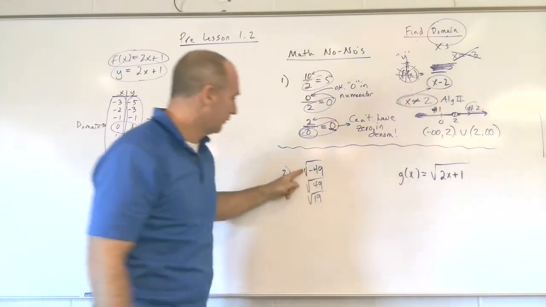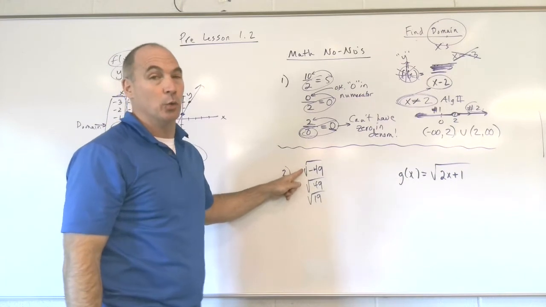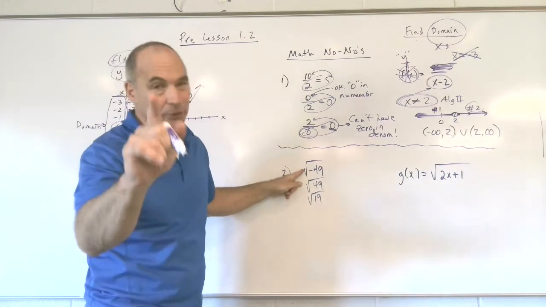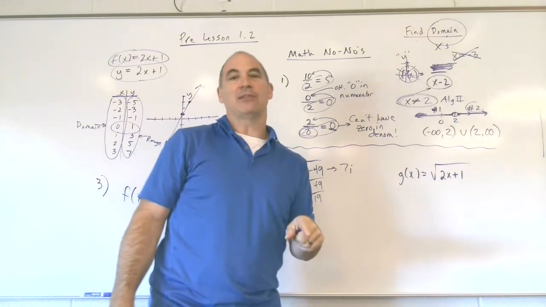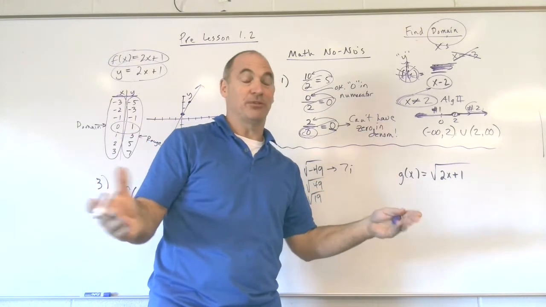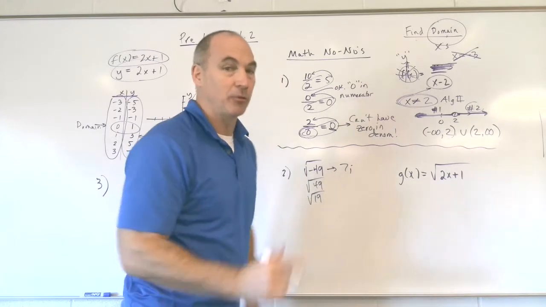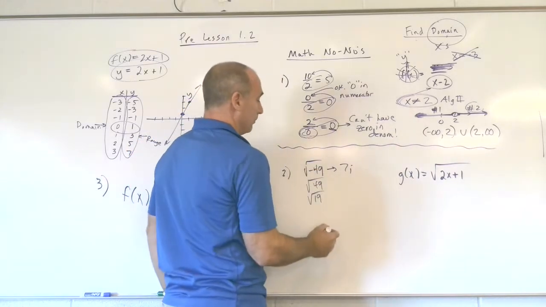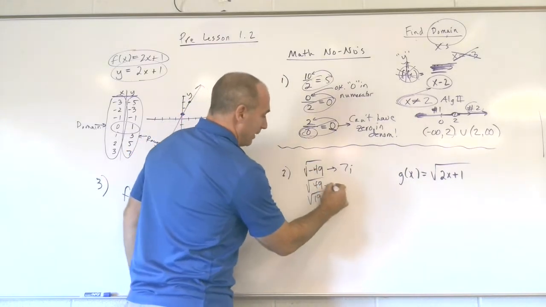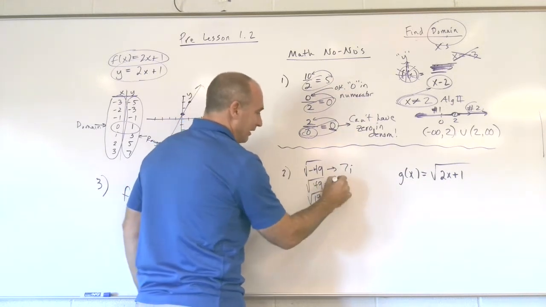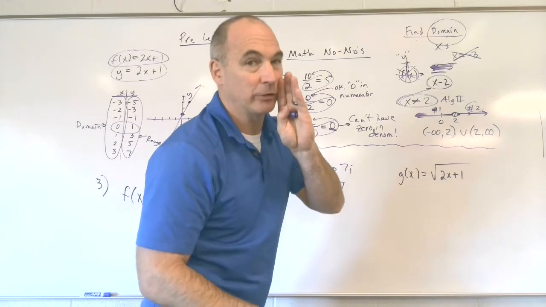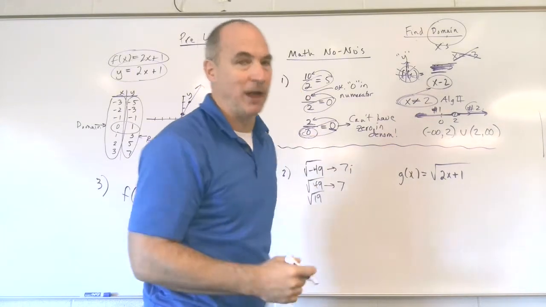Let's go on to this guy. Mathematical no-no: square root of negative 49. I know in algebra 2 you're like, oh, that's 7i. But what's that i stand for? Imaginary number. It's not a real number. So mathematically, that's impossible. So what about the square root of 49? Well, just thinking about the positive root, we'd say 7. By the way, negative 7 works too, but we're just talking about the positive one.